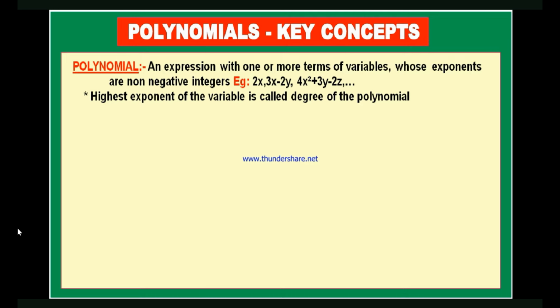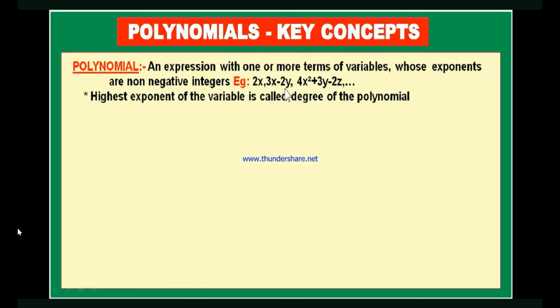Look at the polynomials that are given as examples in the above case. One polynomial is 2x, the second polynomial is 3x minus 2y, and the third polynomial is 4x square plus 3y minus 2z. Now, in the first polynomial there is only one term. What is the exponent of the variable here? The exponent of the variable is 1. As there is only one term, there is no question of a highest exponent. Therefore, 1 is the exponent. Then you can say that the degree of this polynomial is 1.